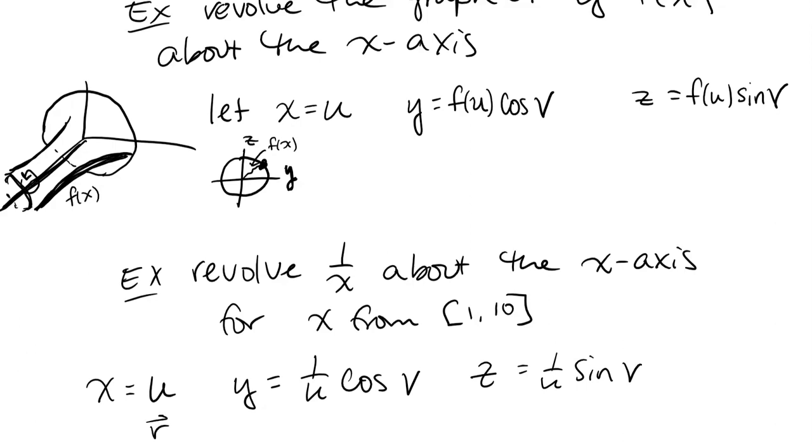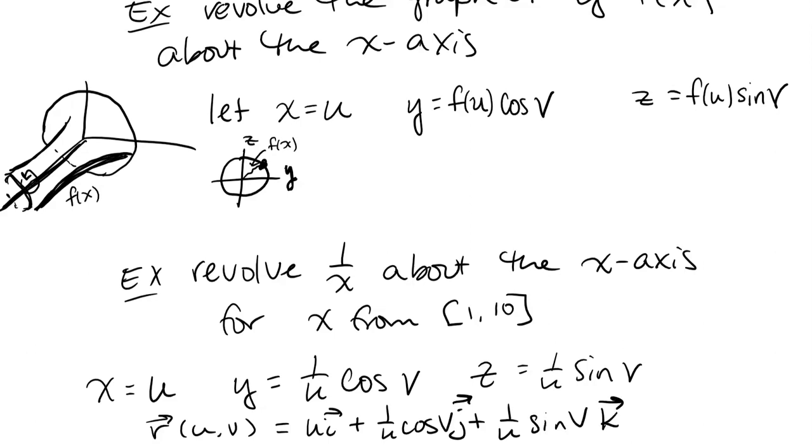So then we would have something like r of u, v would be u i plus 1 over u cosine v times j, I missed my j, plus 1 over u sine v times k. And then if we put bounds on these, well, u is the same as x, so u is going to range from 1 to 10, and then v, since they are sine and cosine, we could just do a single period of those functions, which would be 0 to 2 pi, would give one full rotation. So that could be our parametrization for that curve.